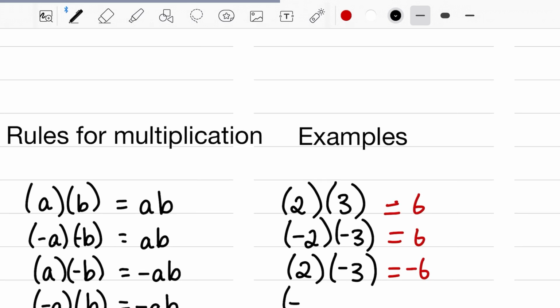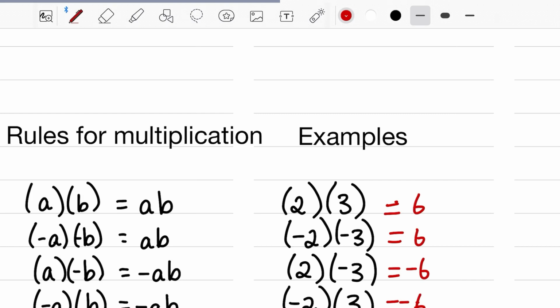Now let's look at negative 2 times positive 3. Negative 2 is negative, 3 is positive, 2 times 3 is 6. But again, since the signs are different, your answer is going to be negative 6. Right, so these are the rules for multiplication.